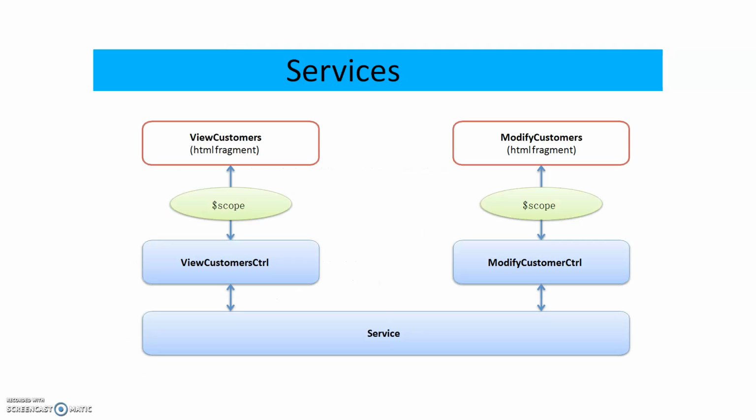How will this service work? This is another view, customers, an HTML fragment, with its scope, and this is the controller to manage it. Another view, modify customers, is another HTML file. It has its scope variable, the scope object, and another modify controller. So see, for this view one controller is there, for this view another controller is there. The controller logic is how to present the contents, but for all the views the service object will give the business logic.